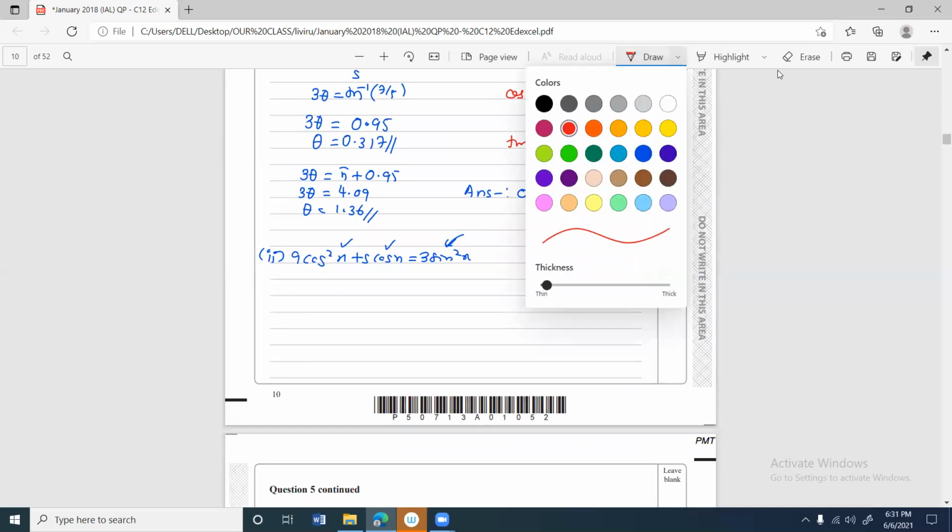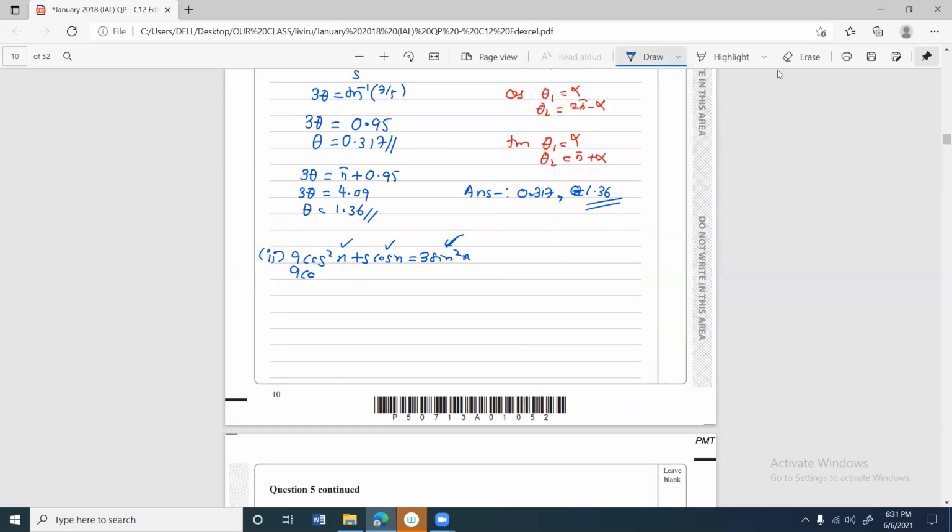So you can say 9 cos squared x plus 5 cos x is equal to 3 times 1 minus cos squared x. Then you can expand it and simplify. 9 cos squared x plus 5 cos x equals 3 minus 3 cos squared x. Then bring all the terms to one side: 9 cos squared x plus 5 cos x minus 3 plus 3 cos squared x equals 0. Then you can simplify these two. It's turned up to 12 cos squared x plus 5 cos x minus 3 equals 0.